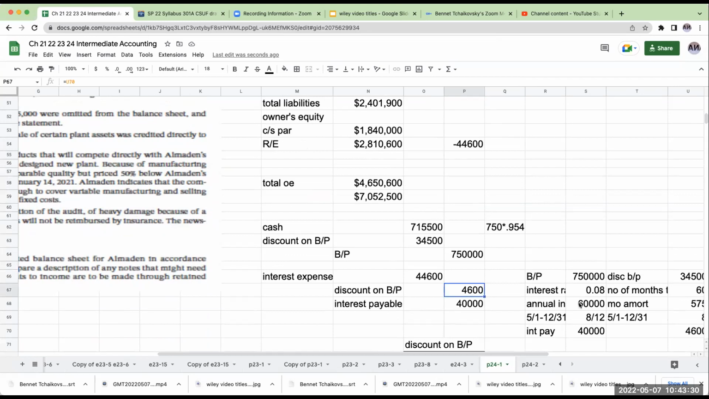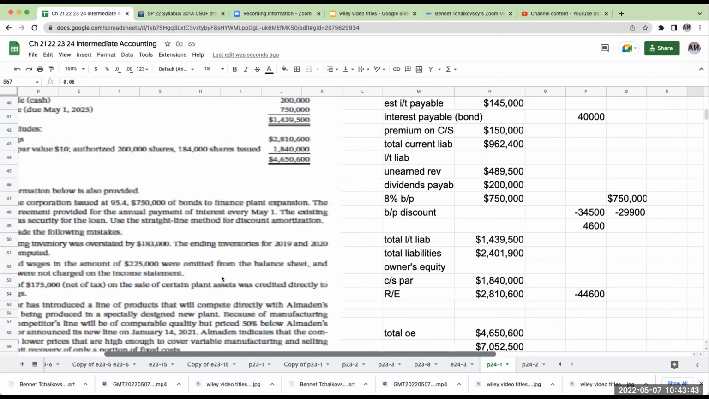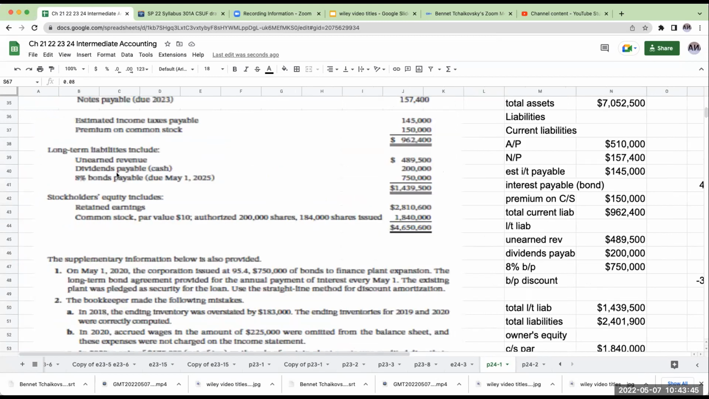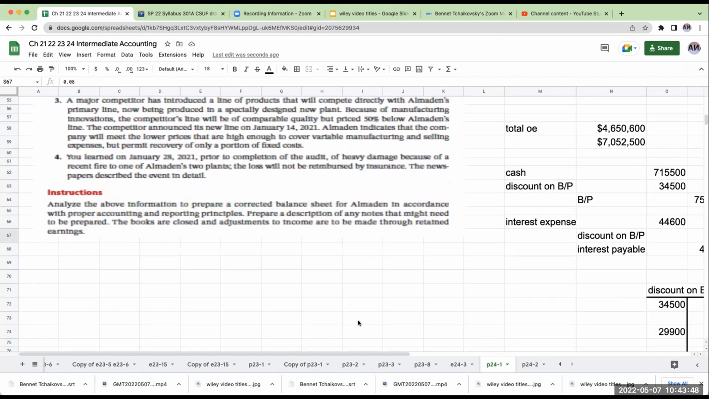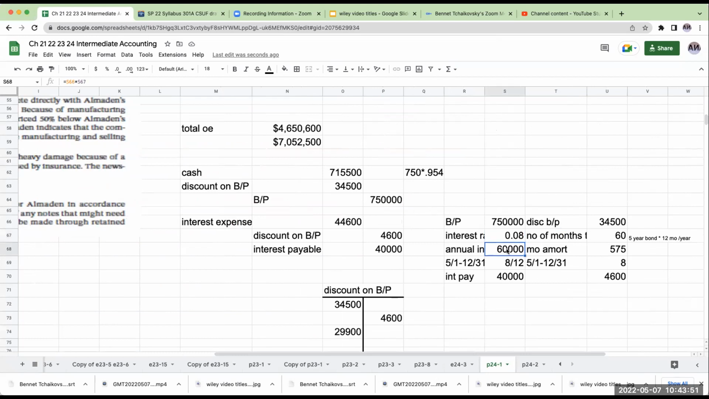So how do we record interest? Well, the interest payable is always a function of the face value times the stated interest rate, which we learned was 8% because it's an 8% bond payable. And so the annual interest is 60, and from May 1st to December 31st, this is 8/12. So my interest payable is going to be $40,000. Now, for the discount on bonds payable, remember, I have to amortize this down to 0 by the time the bond is paid off.